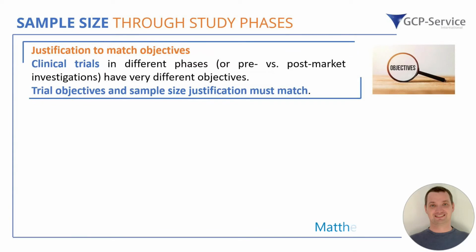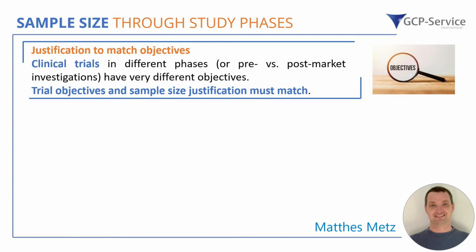In the second part, we will have a look at the sample size and its role throughout the study phases. And first of all, what Anja already mentioned is that in clinical trials, the different phases have very different objectives. So it's very important whether you're in a phase 1 study or in a phase 4 study. And the first thing we should notice is that the trial objective and the sample size justification must always match.